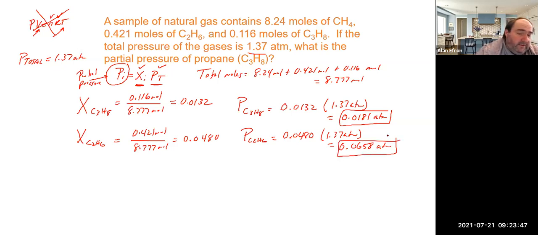You could do one of two things for the last one. You could either add both of those pressures together and subtract it from 1.37, or you could do the mole fraction and multiply it. Any questions on this type of partial pressure problem?